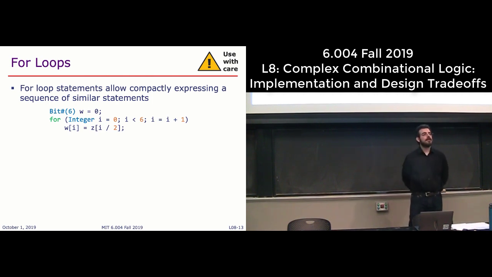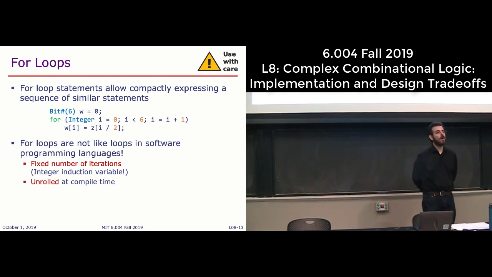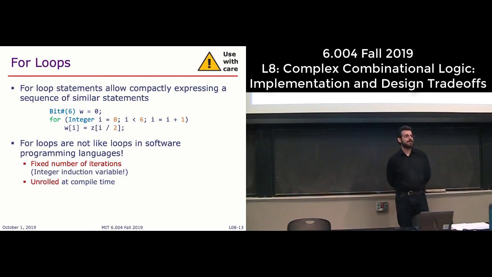Looks very similar to for loops in software. It's nothing like for loops in software. The number of iterations is fixed at compile time. You can see this because your induction variable is an integer and must be an integer, and if you put anything other than an integer there, the compiler will say, "What are you doing? Give me an integer. I don't know how to do anything that's not an integer."